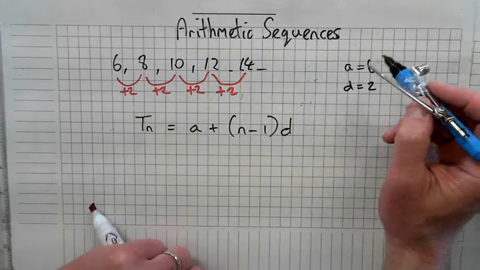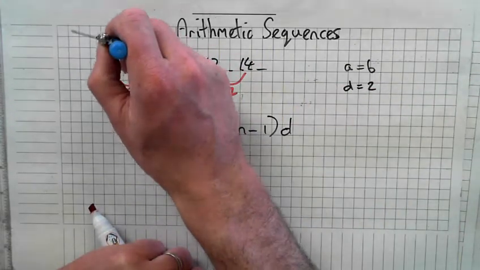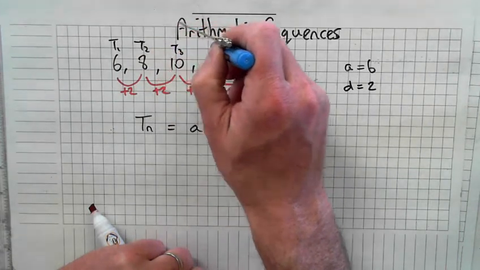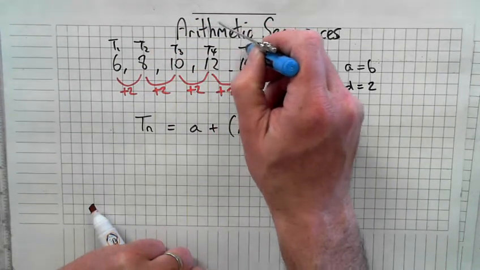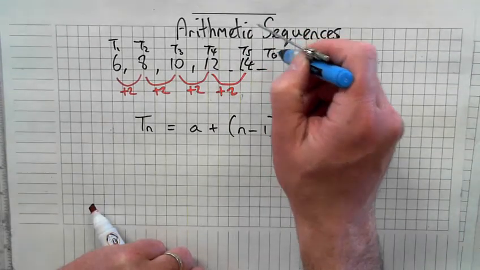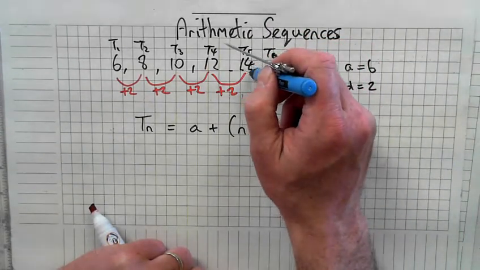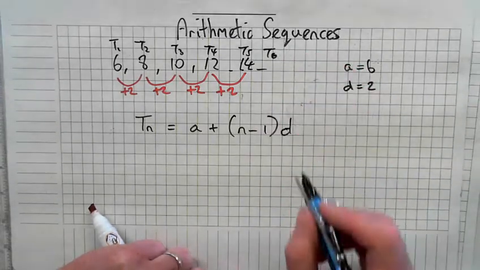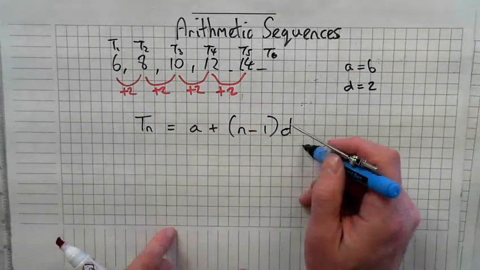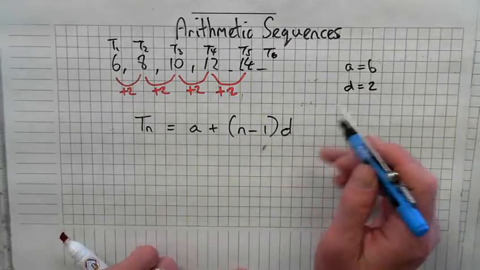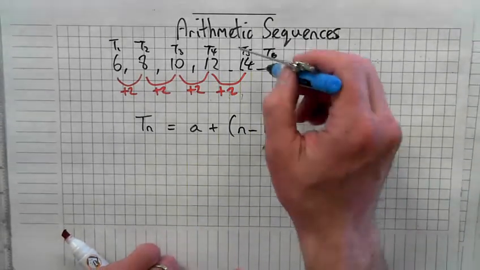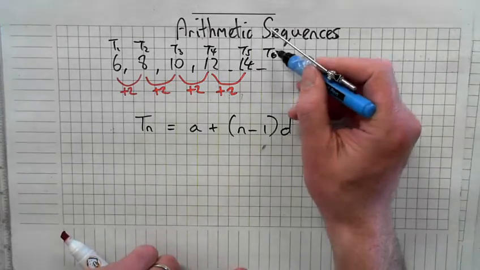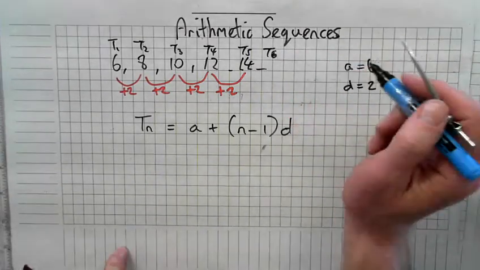Alright, so that's the first term, T1. Second term, T2, that's T3, that's T4, T5, T6. You know that if you add 2 to 14, you'll get T6. What is it? 16. Now I can use this formula. This formula is used to find whatever term I want. I could get the 100th term using this formula, but to keep it simple, we'll just get T6.